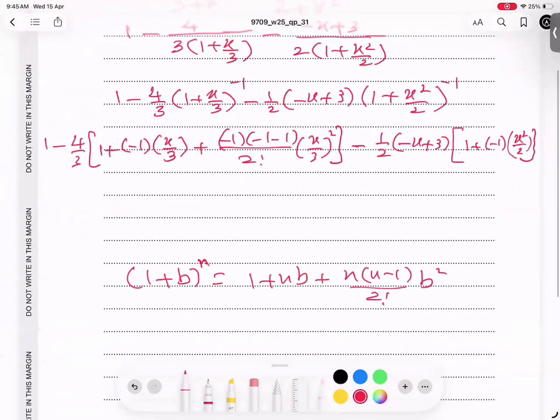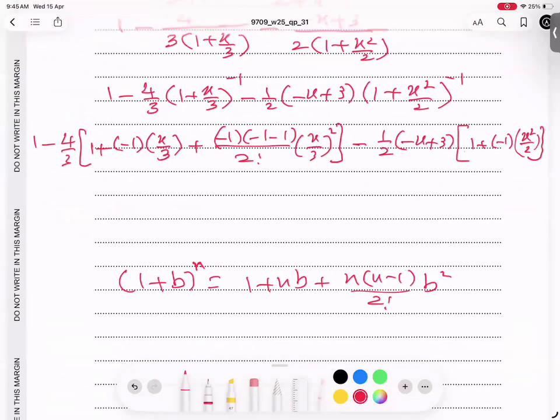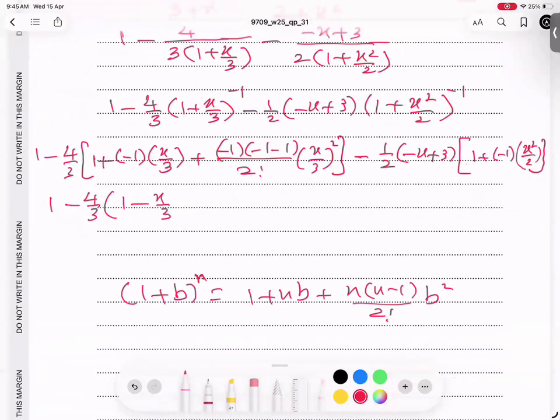1 minus 4 over 3 in the bracket 1 minus x over 3. And what about this negative 2 and positive 2? They cancel out like this, and I got x squared over 9. Now what about the other part? We are close. 1 minus x squared by 2.